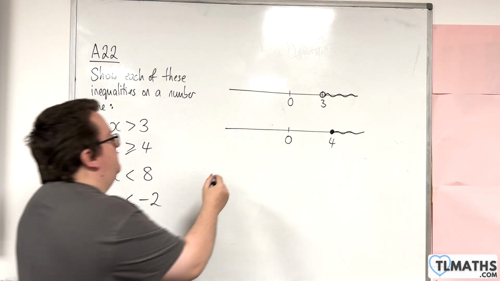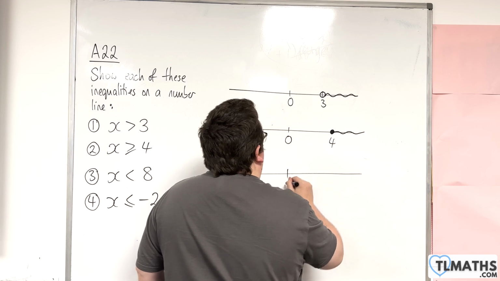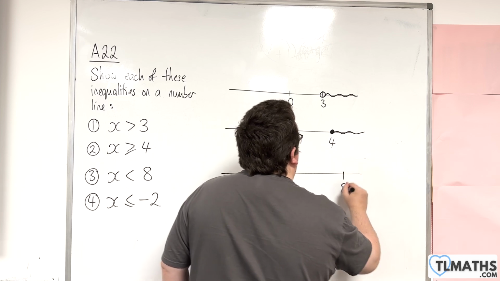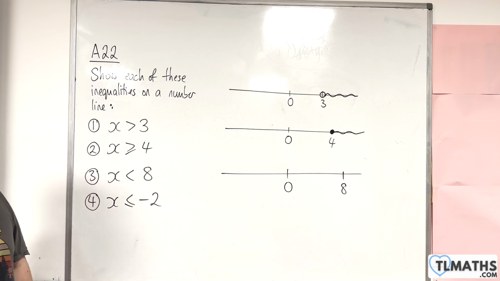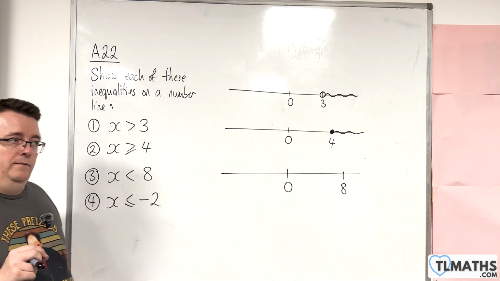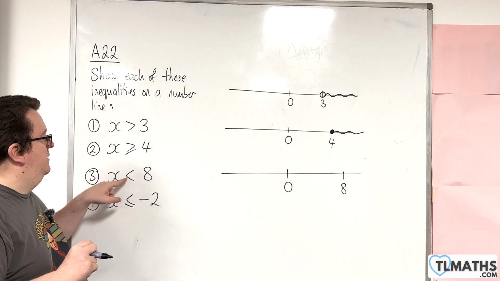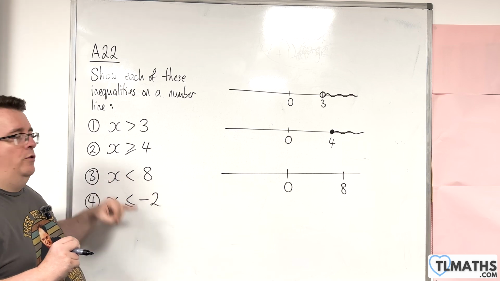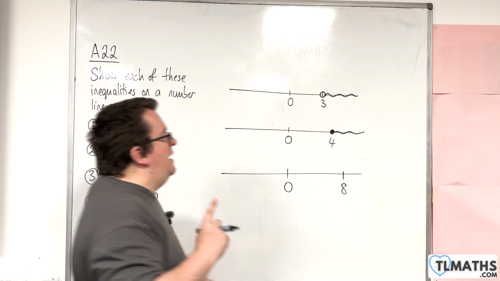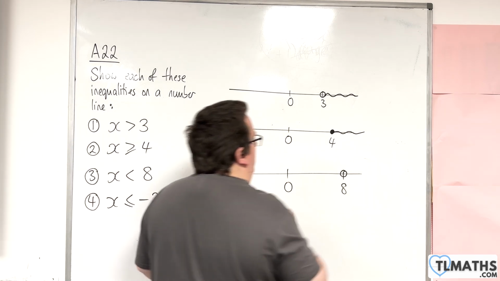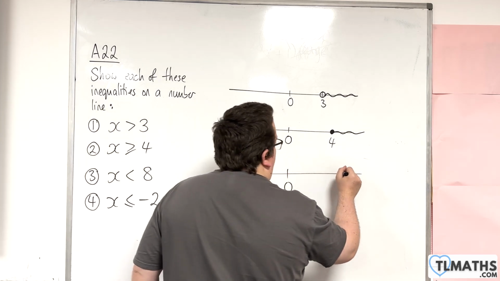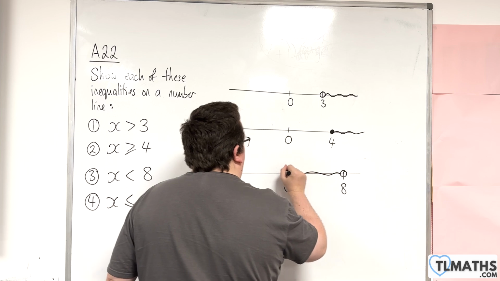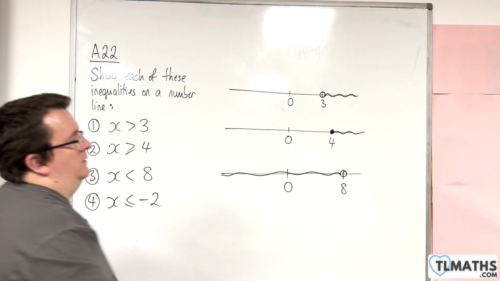For number 3, here's my number line, here's the number 8. Now x is less than 8, so I'm not including 8, okay, because there's no equal sign and no extra line drawn on the inequality. So that means I'm going to use a hollow dot. And because we are less than 8, you want to shade the region to the left, like so.